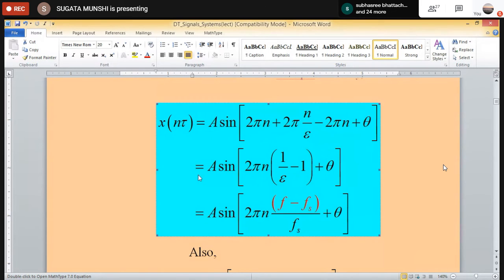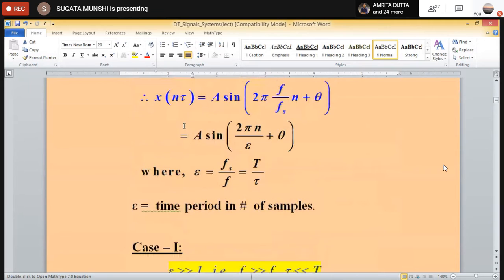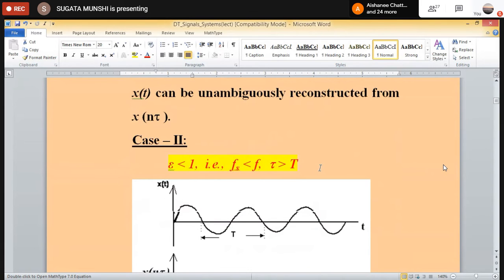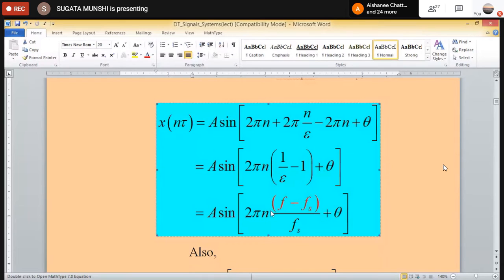From the original expression, what did you see? x(nτ) is sin(2π F/Fs n + θ). Now here you have also shown that x(nτ) can be sin(2π n (F − Fs)/Fs + θ). That means x(nτ) can be the sampled version of a sinusoid with frequency F − Fs, which is less than F.